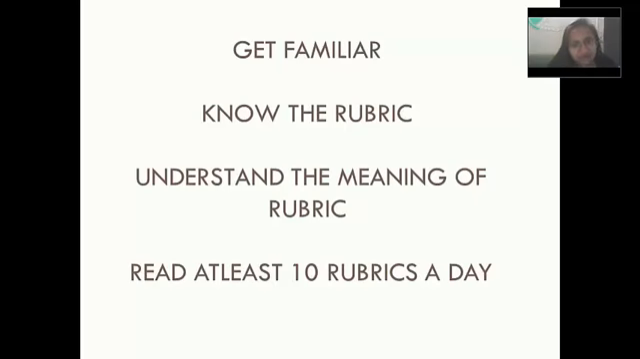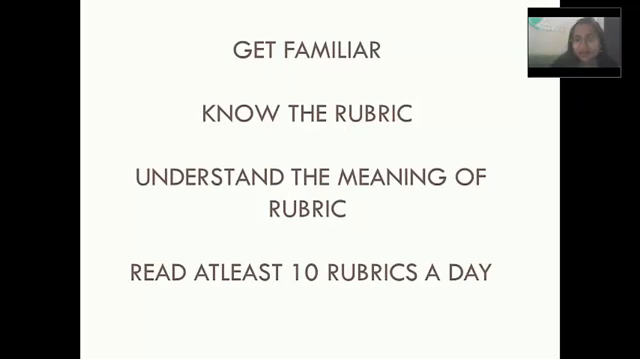Second suggestion is know the rubric. I mean to say that you have to understand the meaning of that particular rubric in a complete way. What an author wants to say or wants to depict through the rubric. So you have to know the rubric, understand the meaning of the rubric.